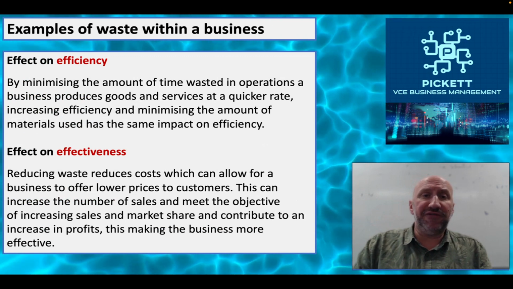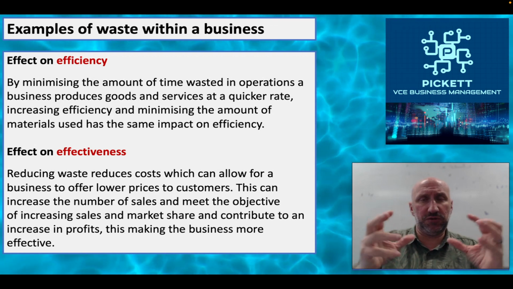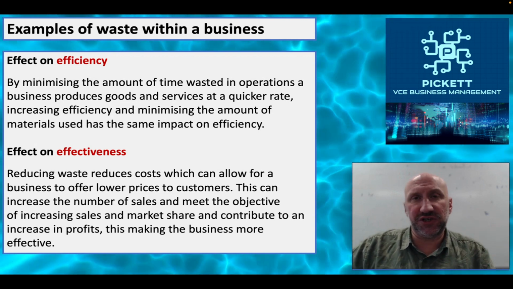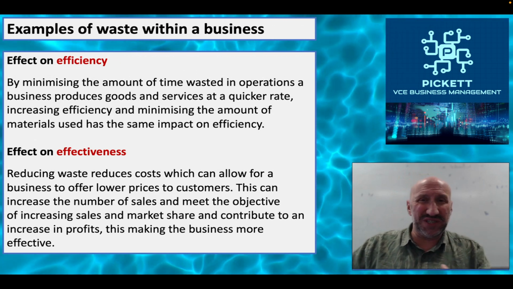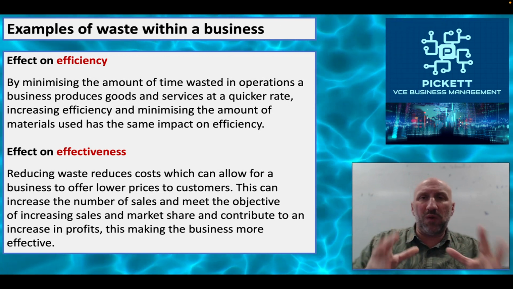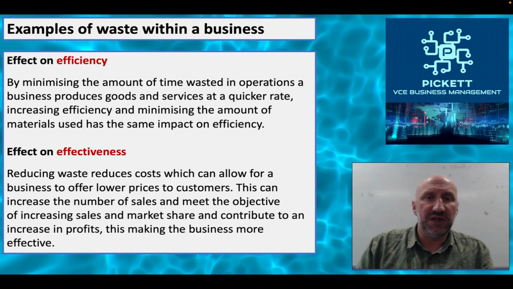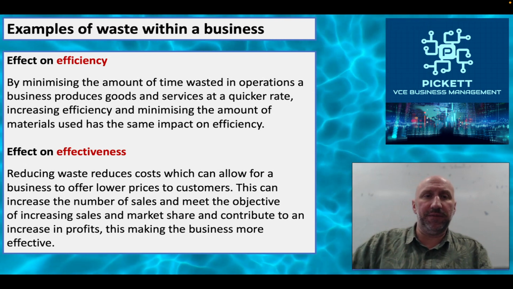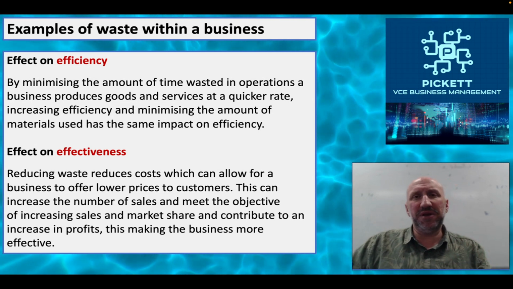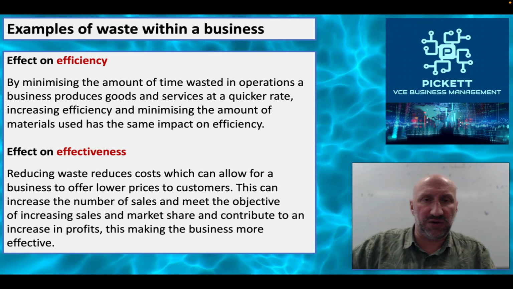Now, effect on efficiency and effectiveness. Remember, the study design always refers to these terms. So what is the impact on, or the effect on, efficiency and effectiveness of minimizing all of that stuff, minimizing all this waste? Look, again, there's not one way to do this. There's so many different arguments you could use. So this is just some examples of arguments. Minimizing the amount of time, we can produce goods and services at a quicker rate. That increases efficiency. Minimizing the amount of materials, all of that has obviously a positive impact on efficiency.